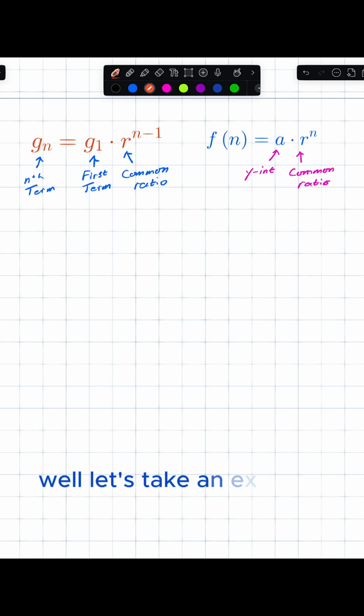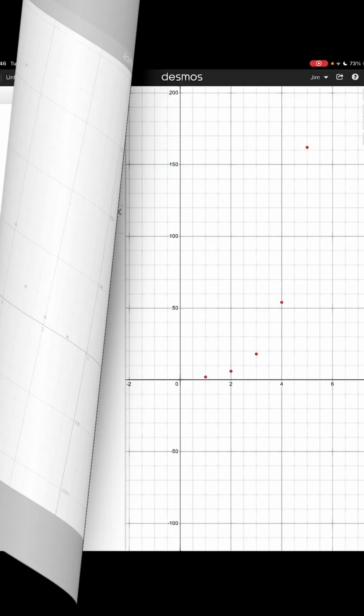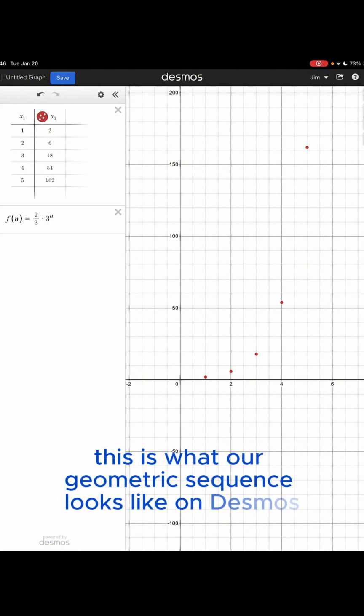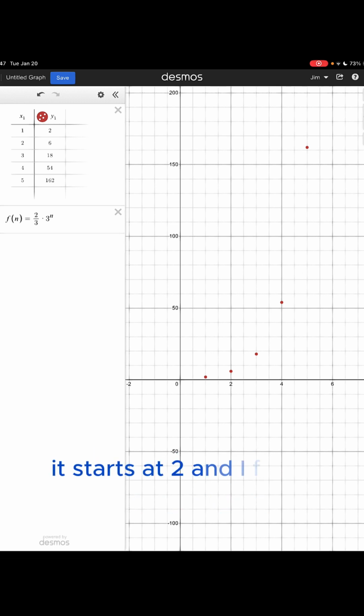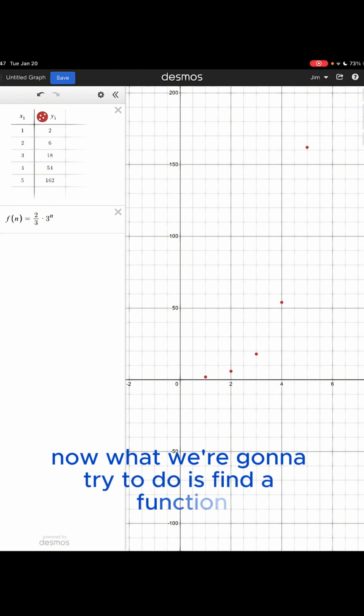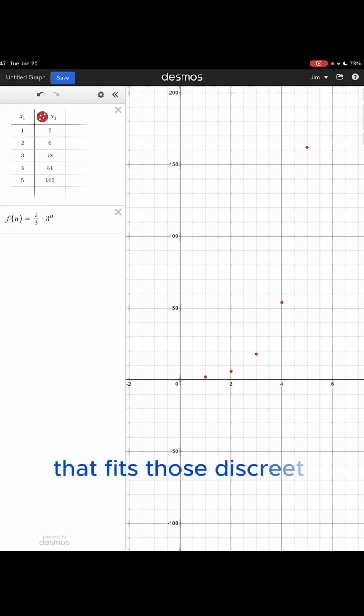Well, let's take an example. So we have 2 times 3 to the n minus 1. That's our geometric sequence. Before we get going, let's take a look at what that looks like on Desmos. This is what our geometric sequence looks like on Desmos. And we're going to take note of the fact that it is a series of dots. It starts at 2, and I've filled out the table you can see there. Multiplied by 3 is 6, multiplied by 3 is 18, and so on. It is a discrete function in that it only exists at exactly those points. Now, what we're going to try to do is find a function that fits those discrete points.